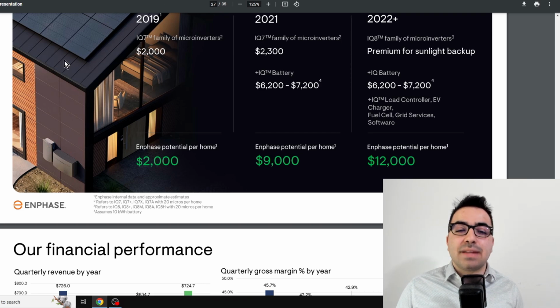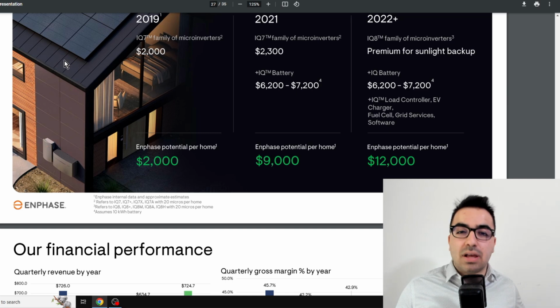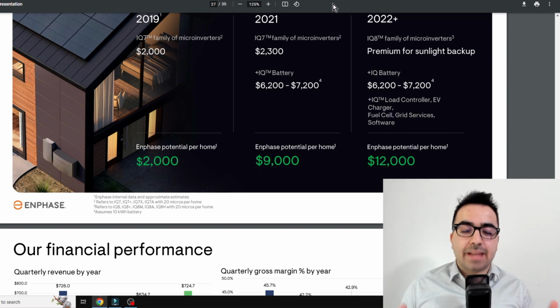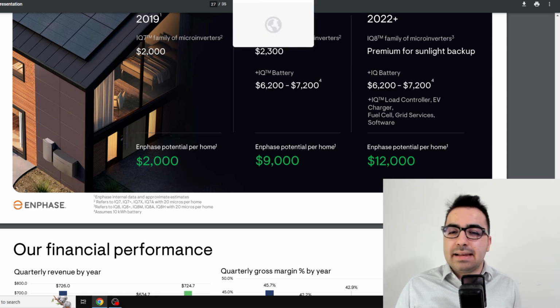But Enphase has been actually amazing in terms of innovation. They have a capital light business model, but most of the money they make, they spend on more innovation, so they can keep increasing their value share. And this was their value share in 2019. It's around $2,000 per home. It went to $9,000 in 2021. And in 2022, they actually have more products. And now it's around $12,000 per home. And the question is, can they actually continue increasing such value, as they have pretty much everything you could want? I mean, what else can they really do?